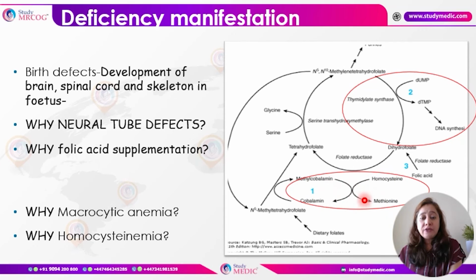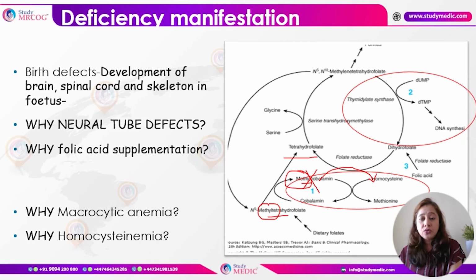In cases where vitamin B12 deficiency is there, the folic acid cannot be converted to tetrahydrofolic acid. So the methyl group cannot be transferred to cobalamin. Okay, so this methyl group naturally should have been transferred to homocysteine to convert it into methionine.